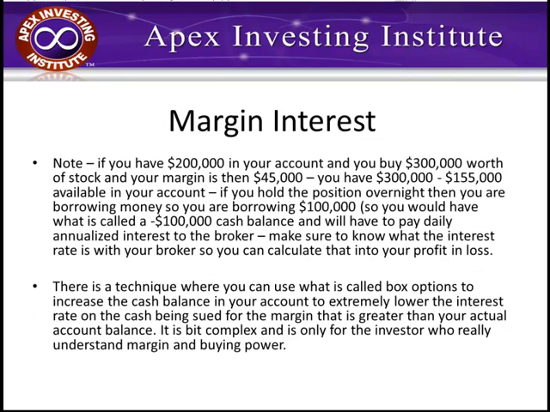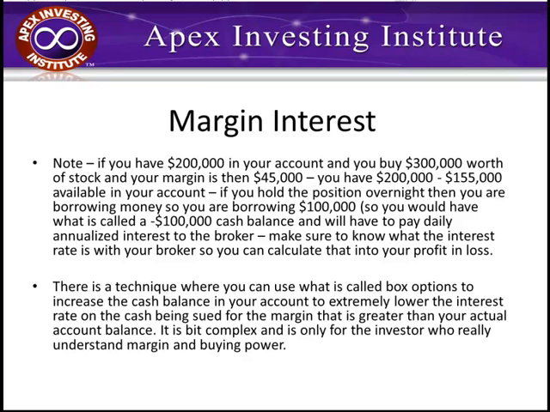The next thing is margin interest. And this is really important that you understand this. Let's say you have $200,000 in your account and you buy $300,000 worth of stock. And so for that 15% move, you'd have to put up $45,000. So you have $200,000 in your account, you had to put up $45,000. Okay, so you have $155,000 left that you could withdraw.